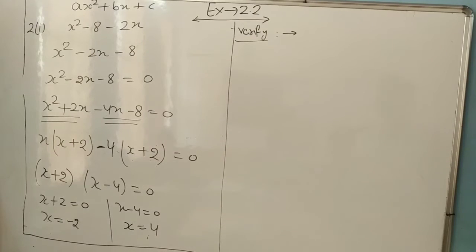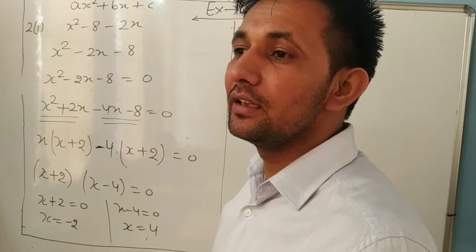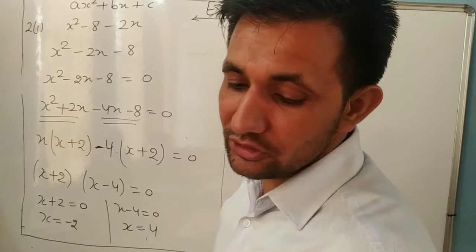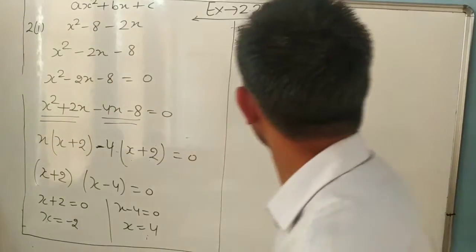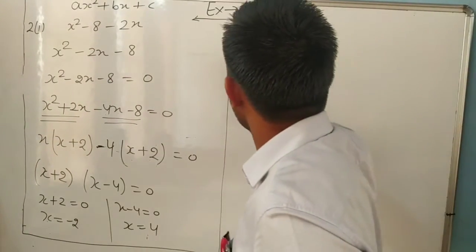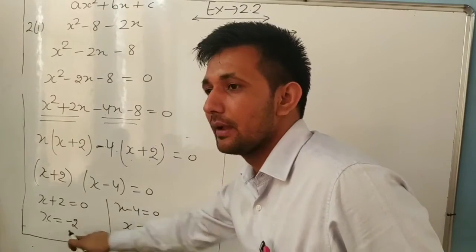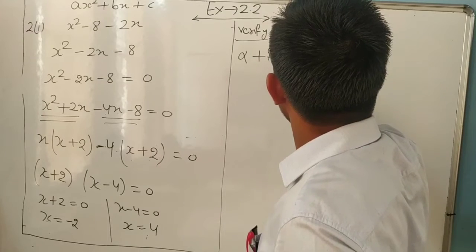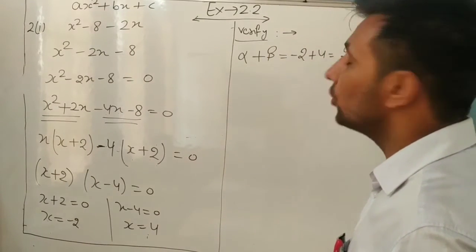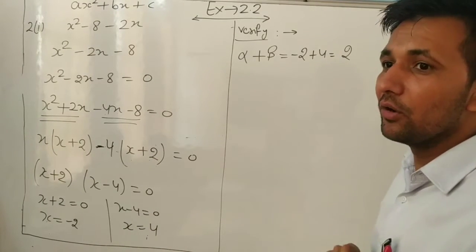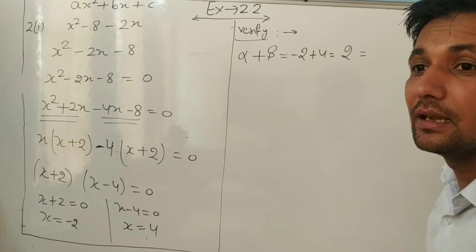Now we have to verify the relationship between zeros and coefficients. So look, how will you find? Everyone knows alpha plus beta, the sum of zeros, how much is it here? Minus 2 plus 4, how much? It comes to 2, or not? But everyone knows the sum should be equal to what?